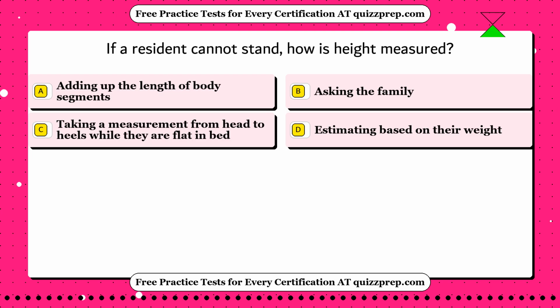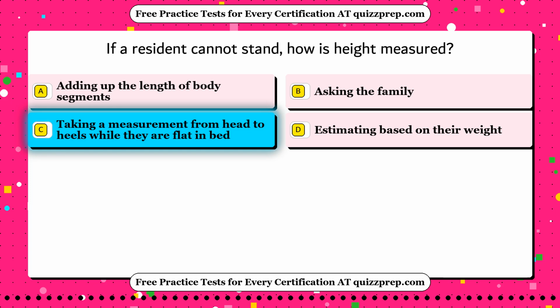Question 163. If a resident cannot stand, how is height measured? Option A, adding up the length of body segments. Option B, asking the family. Option C, taking a measurement from head to heels while they are flat in bed. Option D, estimating based on their weight.